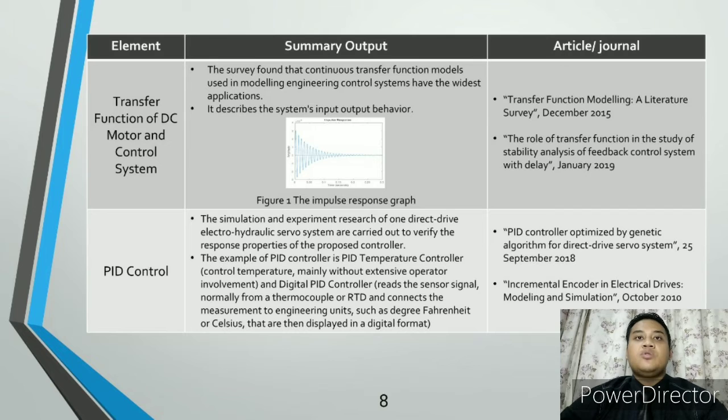Then we go to the PID control. The PID control system example is a PID temperature controller, which can control temperature mainly without extensive operator involvement, and a digital PID controller that reads the sensor signal normally from a thermocouple or RTD and converts the measurement to engineering units such as degrees Fahrenheit. This PID control article I get from the PID controller optimized by genetic algorithm for direct drive servo motor and incremental encoder in electrical drive modeling and simulation.